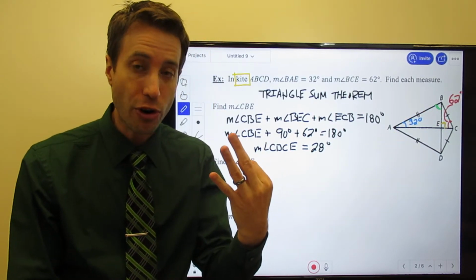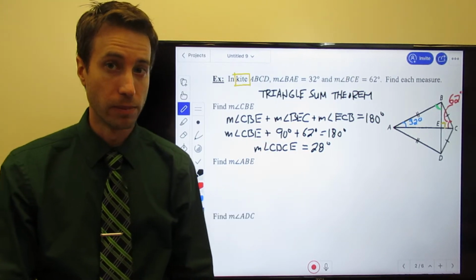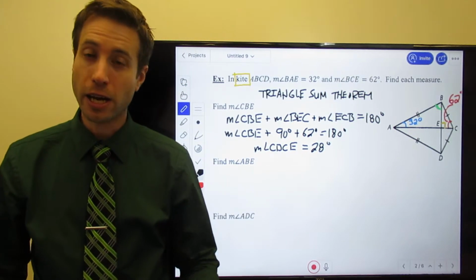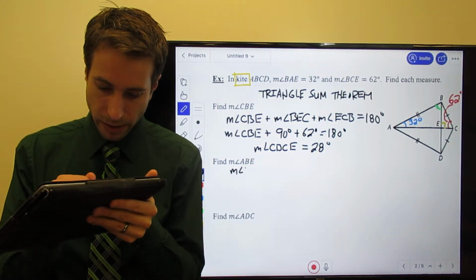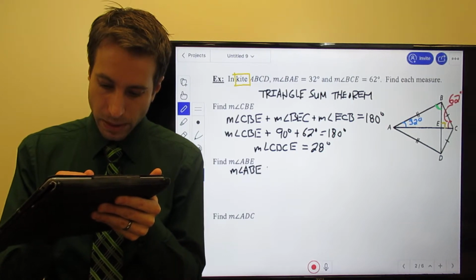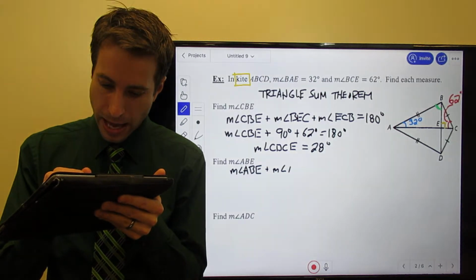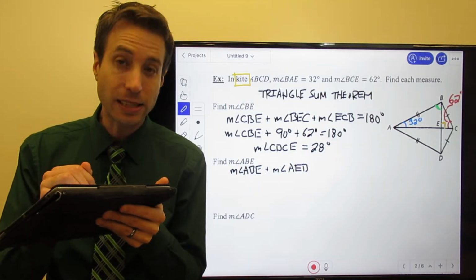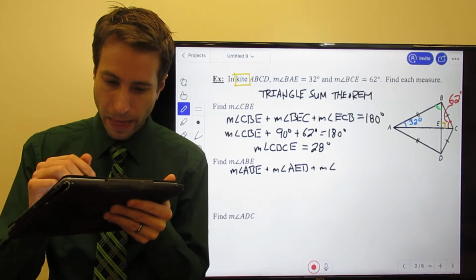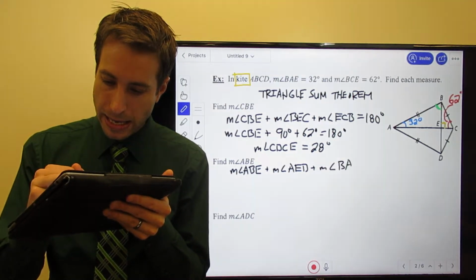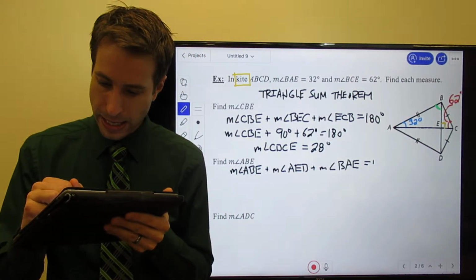How do I find the third angle inside of a triangle? Triangle sum theorem. Add them up, subtract them from 180, and you got your answer. So the measure of angle ABE plus the measure of angle AEB, that's my 90-degree angle, plus the measure of angle BAE, that's the one that I was given up here, has to be equal to 180.